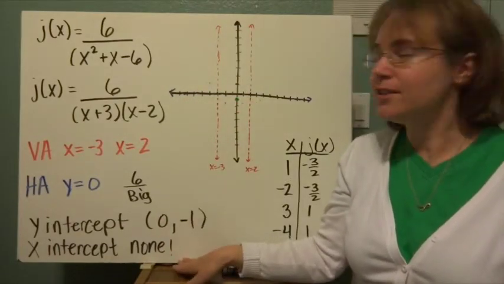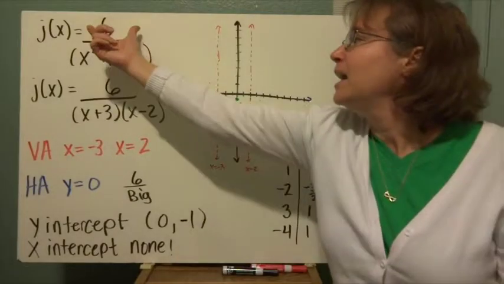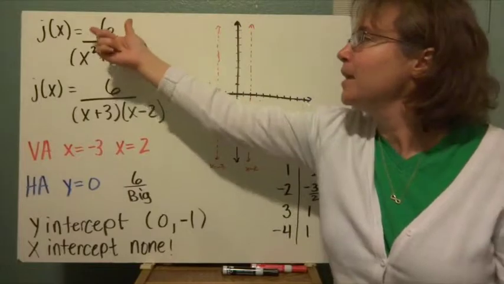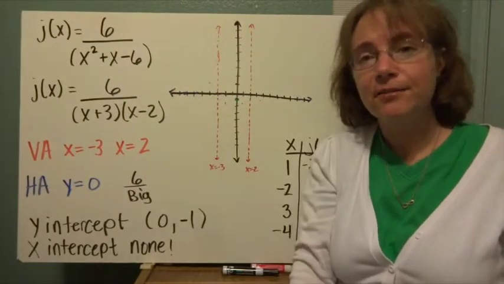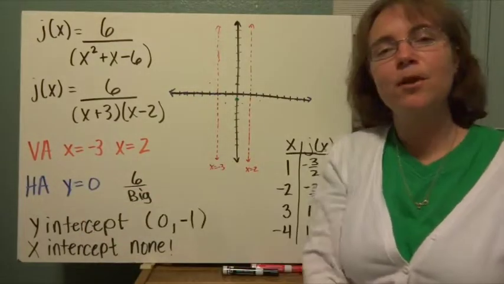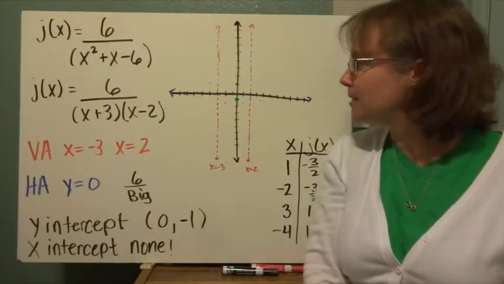So let's look at the x-intercepts, see if there's any x-intercepts. I take my numerator, because I know if my numerator is equal to 0, the whole thing is 0. And I set it equal to 0. 6 is never equal to 0. So again, I have no x-intercept, which makes sense because my horizontal asymptote is y equals 0.